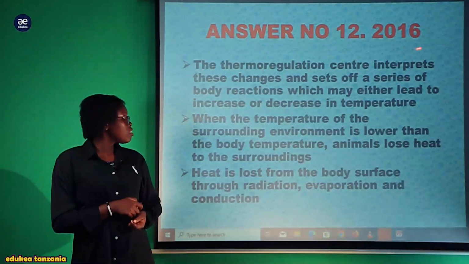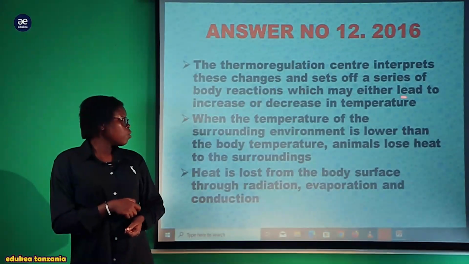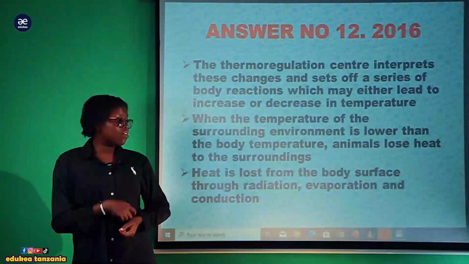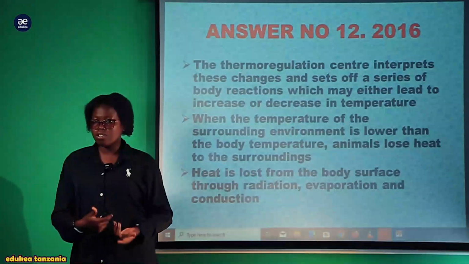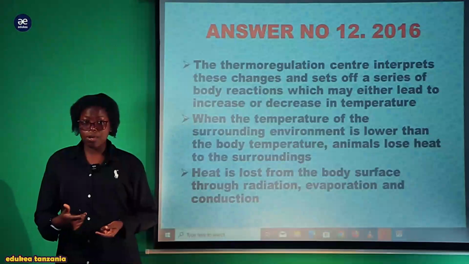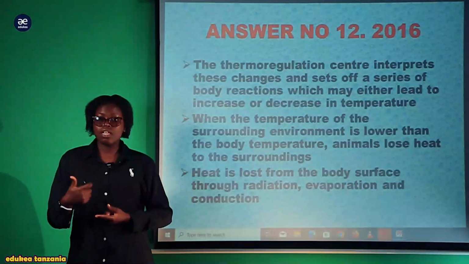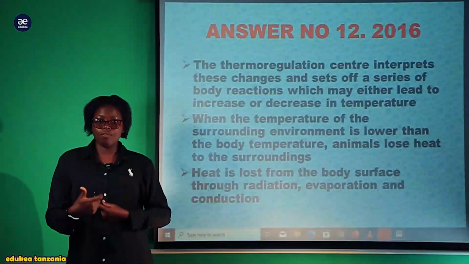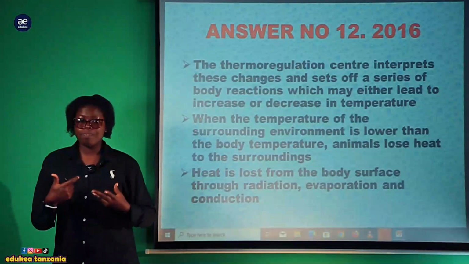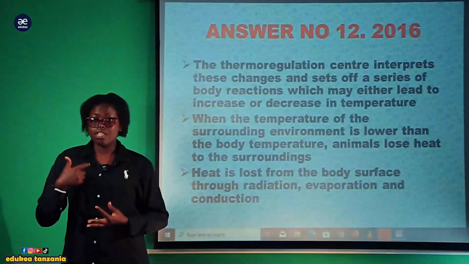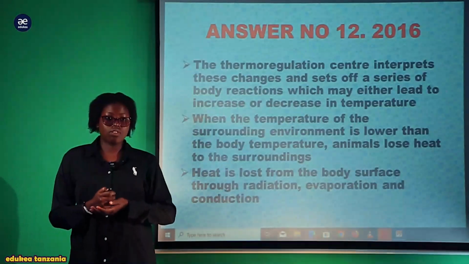The thermoregulation center interprets these changes and sets off a series of body reactions which may lead to either an increase or decrease in the temperature. So after the detection of the stimulus of either cold or heat, the thermoregulatory center, which is the brain, after the interpretation will give a feedback or response to the effector organs to take a particular response pertaining to the stimulus received from the sensory organ or sensory neuron.